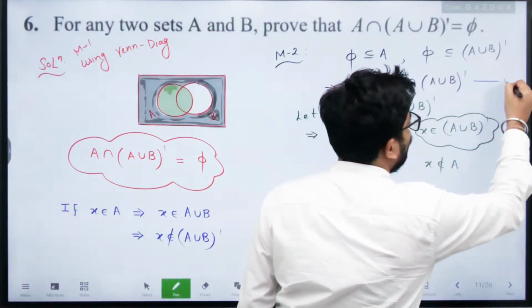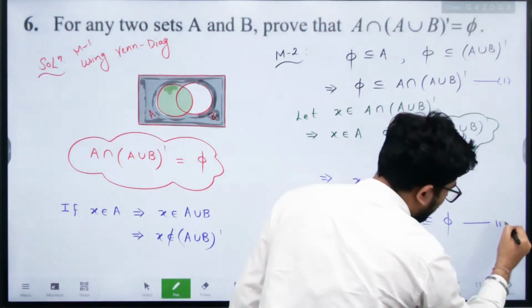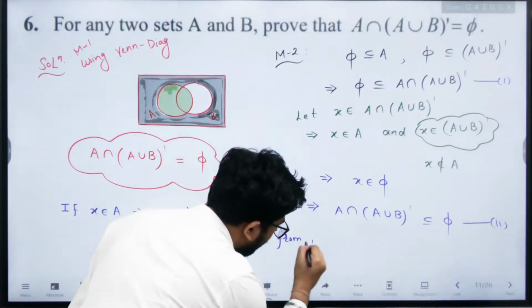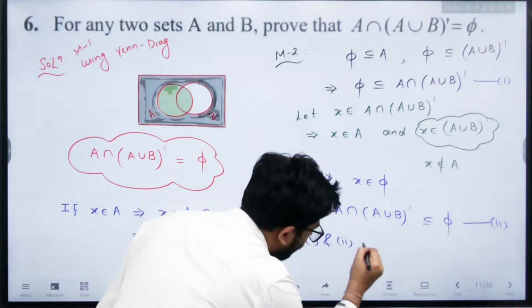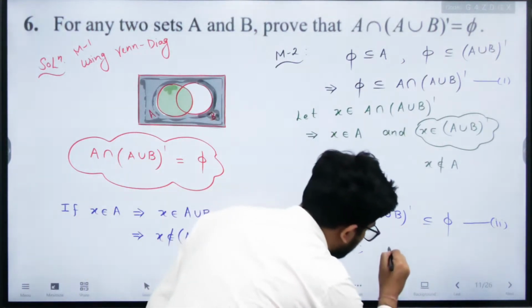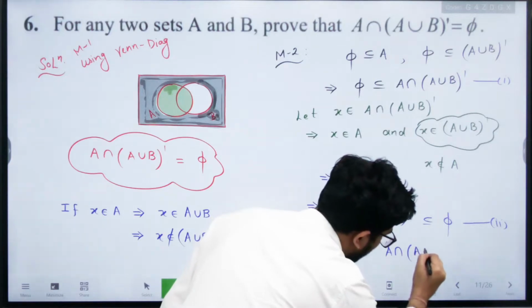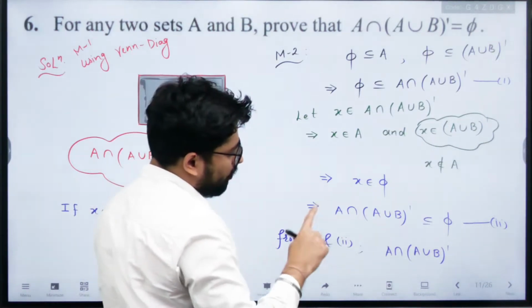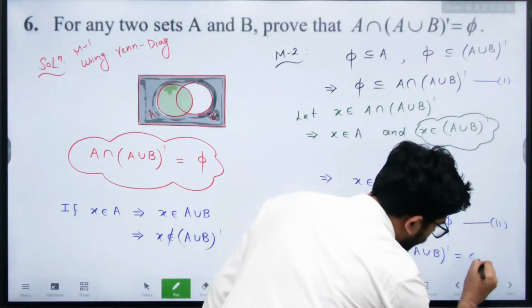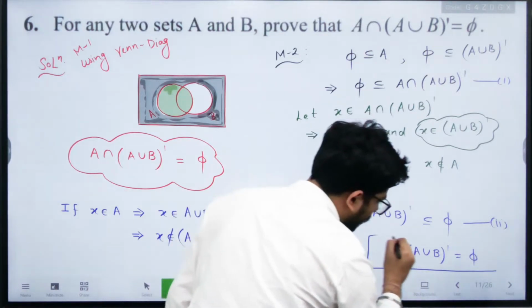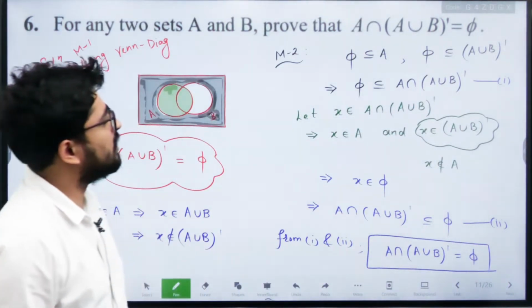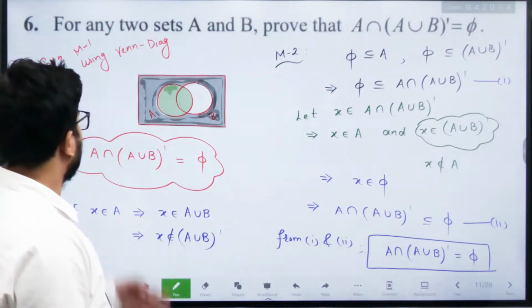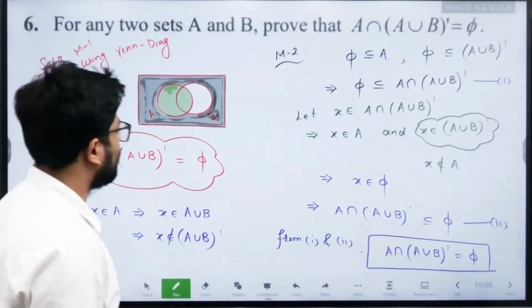So from these two, one and second, you can say A intersection A union B whole complement is equal to phi. That's your final answer. So these are two different methods. Got it? Now let's do the next one.